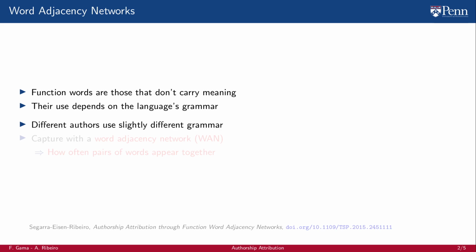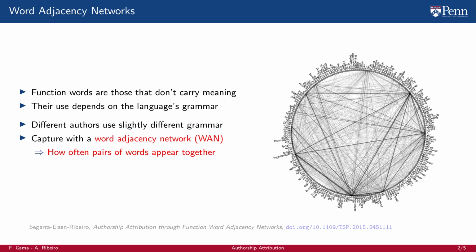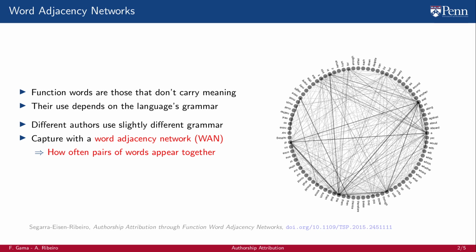Linguists have found that different authors use slightly different grammar, and, as it happens, we can capture these stylistic signatures by means of a word adjacency network, or WAN for short. The function words become the nodes of the WAN, and the edges measure the co-occurrence of each pair of function words. Pairs of words that an author uses very often will have a stronger edge weight than those pairs of words rarely used. In short, WANs measure how often pairs of words appear together.